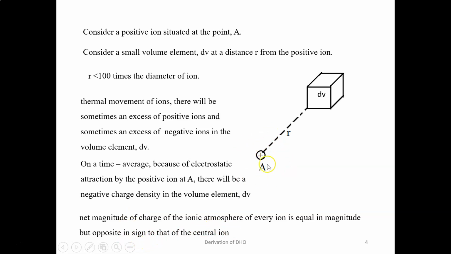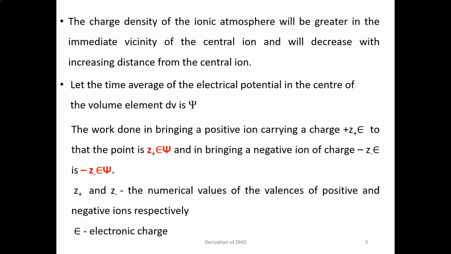So if this is having +1 charge, the net charge of the ionic atmosphere will be -1. So the net magnitude of charge of the ionic atmosphere is equal in magnitude but opposite in sign to that of the central ion. So these are the basic things that we consider when we begin the Debye-Huckel theory, or when we first try to derive the relation between the equivalent conductance and the concentration. So how the ionic atmosphere is forming, what is the nature of the ionic atmosphere, etc.